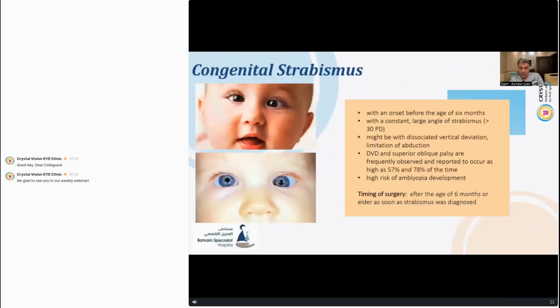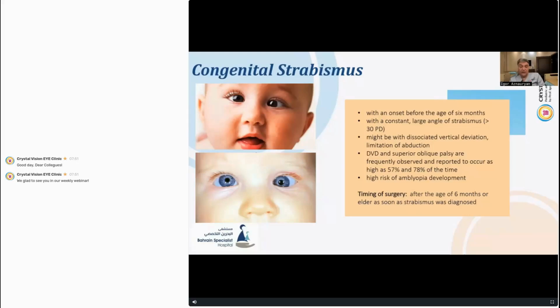Well, in congenital strabismus, it should be noted that every 451st, if I remember correctly, child is always born with congenital strabismus in any population. So it is quite a common occurrence. Perhaps among all congenital anomalies, the most common is strabismus, specifically the comitant type.